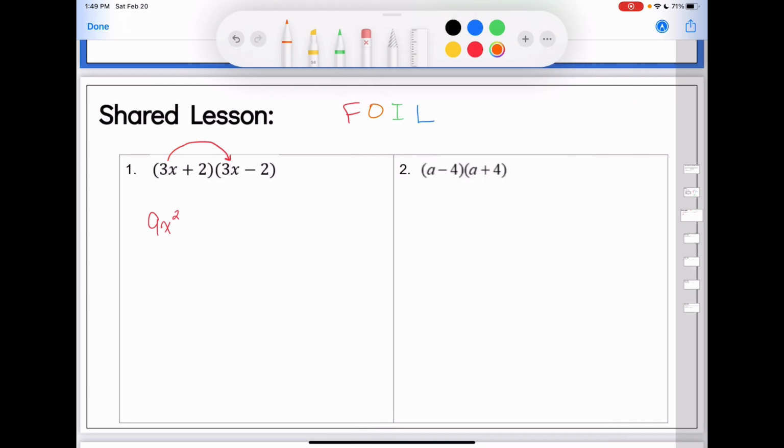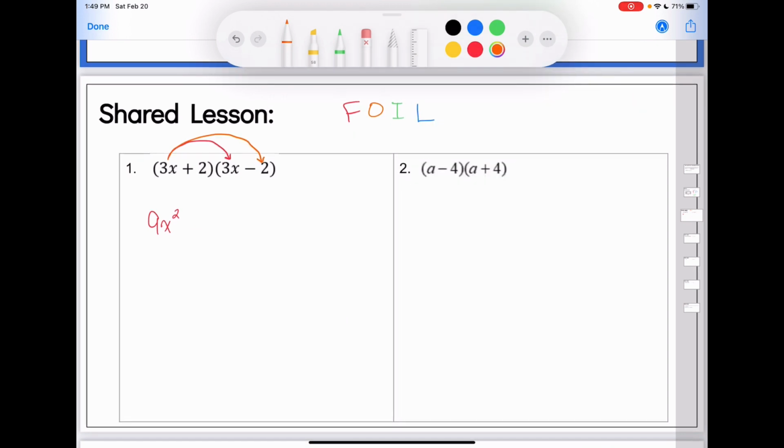Outsides would be 3x times negative 2, negative 6x. Notice I've distributed that 3x to both things in the second binomial. Now I'm going to distribute the 2. 2 times 3x is positive 6x this time. And then my last terms, 2 times negative 2 is negative 4. So there's my FOIL. But I do see that I have some like terms here, right? Negative 6x plus 6x. Oh, well, those cancel out. So I'm left with just 9x squared minus 4. Oh, well, that doesn't happen a lot where our things cancel out completely, but it did that time.